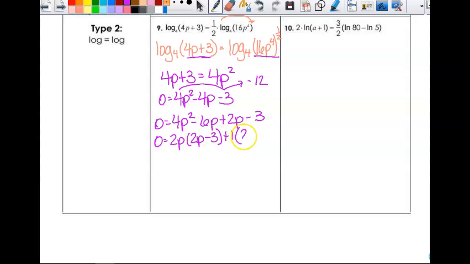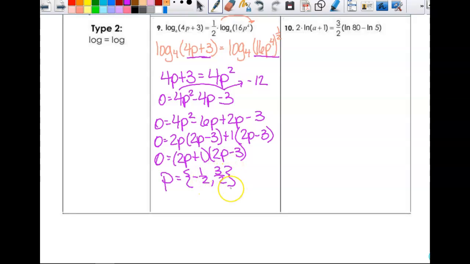And factor by grouping, or factoring in general, I don't care how you do it, should be a piece of cake for you by now. That's what you get when you factor. So p is going to be negative 1/2 and positive 3/2.